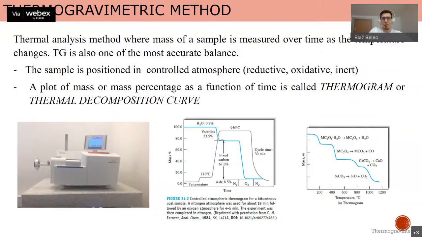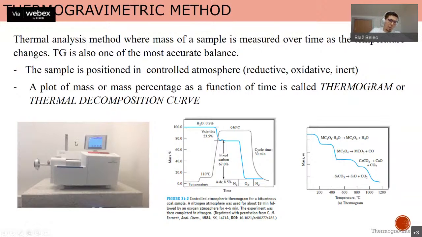The sample is positioned in a controlled atmosphere. We can measure in a normal atmosphere or a reductive, oxidative, or inert atmosphere. And then the plot of the mass or mass percentage as a function of time we get in the form of a thermogram, or we can also call it the thermal decomposition curve.